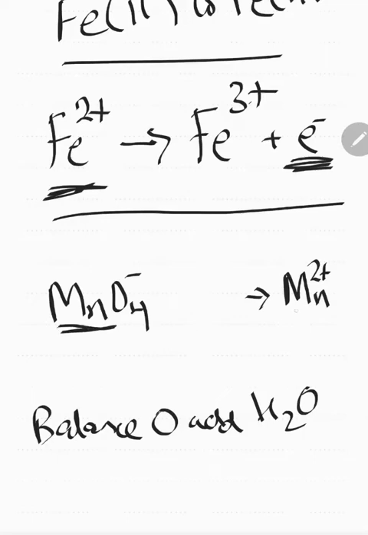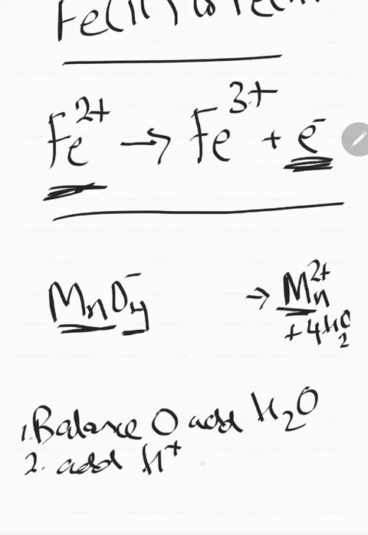1 manganese on both sides. I'm going to add 4 waters on the right hand side. The reason I'm adding 4 waters is because there are 4 oxygens on the left. Once you balance oxygen, you need to add H plus to the opposite side. In this case, I'm going to add 8 hydrogen ions here. The reason I'm adding 8 hydrogen ions is because of 4 waters.